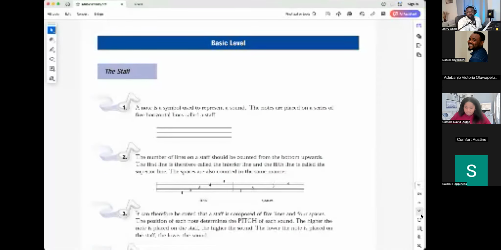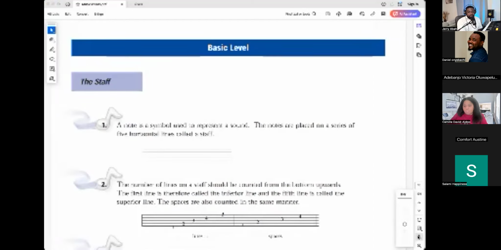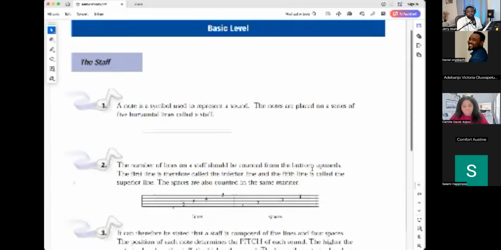Thank you. Okay. The staff. This is the basic rudiments to music. So we're introducing us to the staff today in this very session. And I want us to pay close attention and also be ready to chip in whenever there is a question or if I need an answer. I want us to be as interactive as possible.